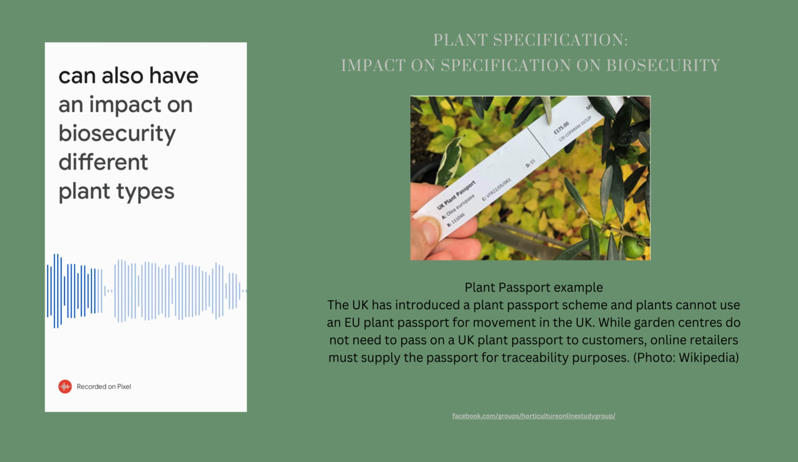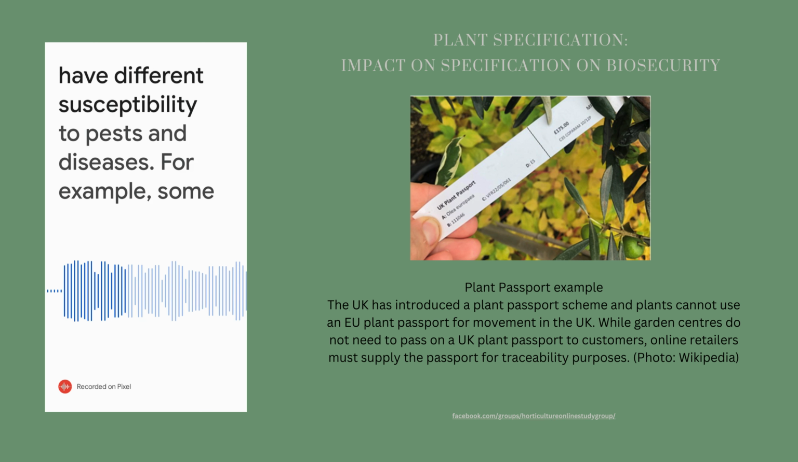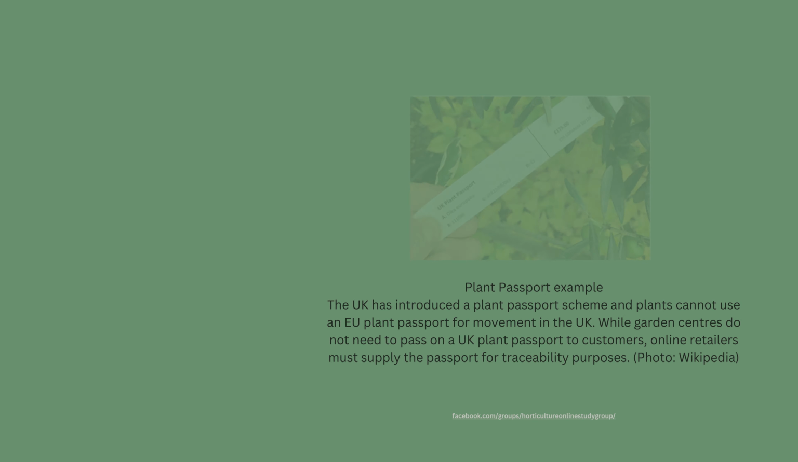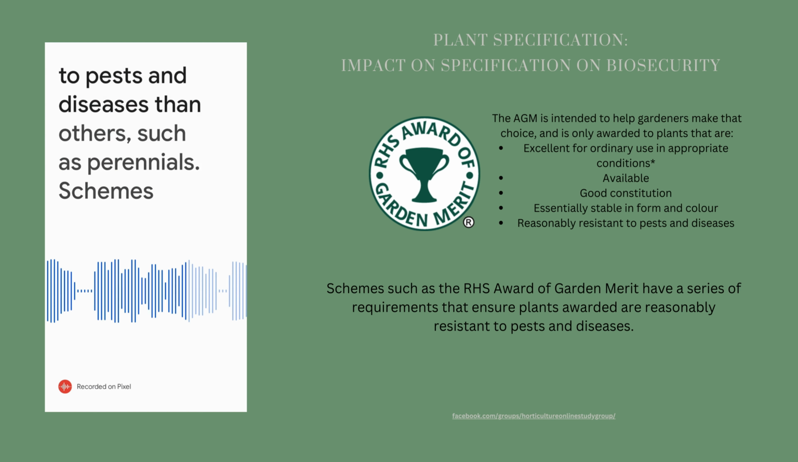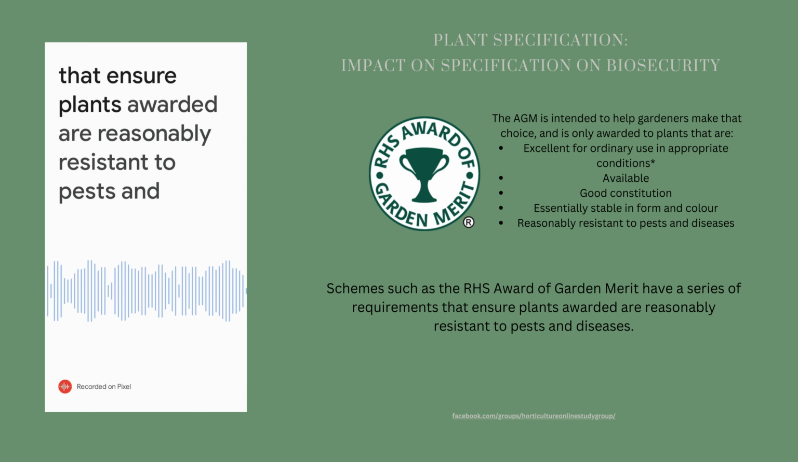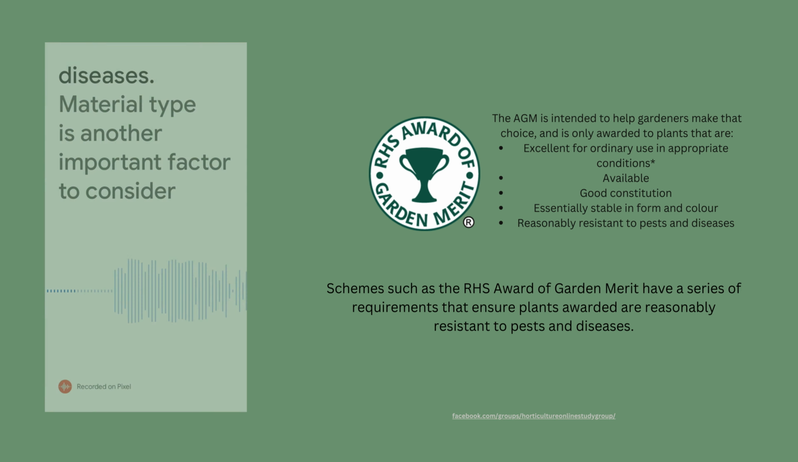The plant types you choose can also have an impact on biosecurity. Different plant types have different susceptibility to pests and diseases. For example, some plant types, such as annuals and biennials, are more susceptible to pests and diseases than others, such as perennials. Schemes such as the RHS Award of Garden Merit have a series of requirements that ensure plants awarded are reasonably resistant to pests and diseases.